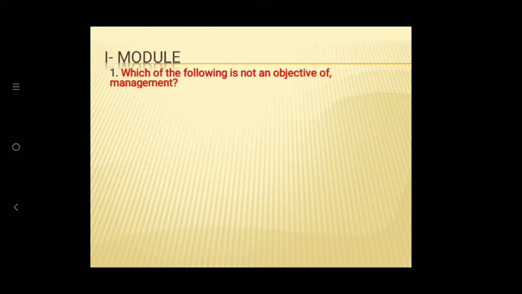First question, which of the following is not an objective of management? Option A, earning of profit, growth of the organization, providing employment, and the last one is policy making. The right answer is policy making. This is not an objective of management, but policy making is the function of top level management. Hence the right answer is policy making, option D.